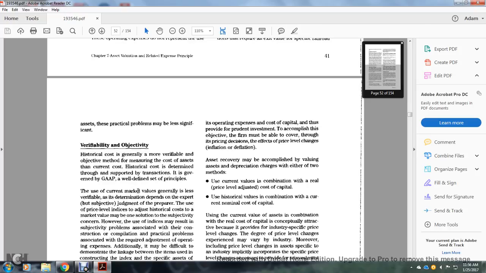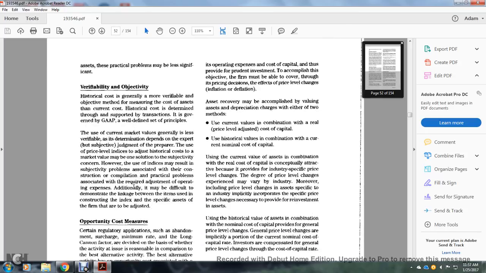Verifiability and objectivity. Historical cost is generated with the verifiability objective, using methods measuring the cost of the asset for the current cost. The historical cost is determined through the support of the transaction and is governed by generally accepted accounting and auditing principles, a well-defined set of principles. Current market values are generally less verifiable, as determining them depends on experts and is subject to judgment. The use of price level indexes, adjusting the historical cost to market value, is one solution to the subject of these concerns.